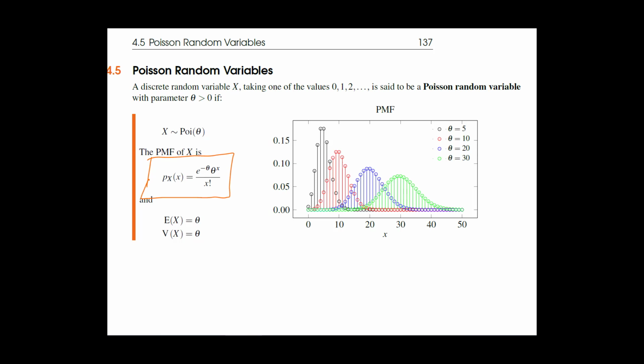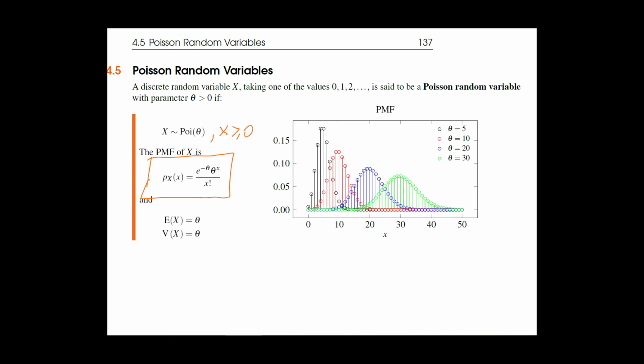Our notation is X, the letters POI mean Poisson. That's the last name of the French mathematician that came up with this. The parameter is theta, and it's defined for positive numbers only. All right, and here you have how it looks for different parameters theta: 5, 10, 20, 30, right?